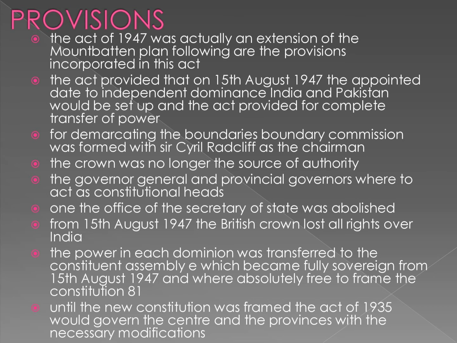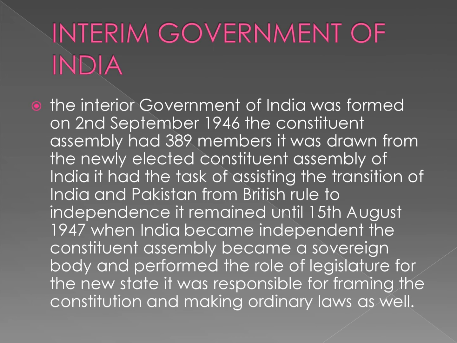After that, the interim government of India was formed on 2nd September 1946. The Constituent Assembly had 389 members. It was drawn from the newly elected Constituent Assembly of India. It had the task of assisting the transition of India and Pakistan from British rule to independence. It remained until 15th August 1947.